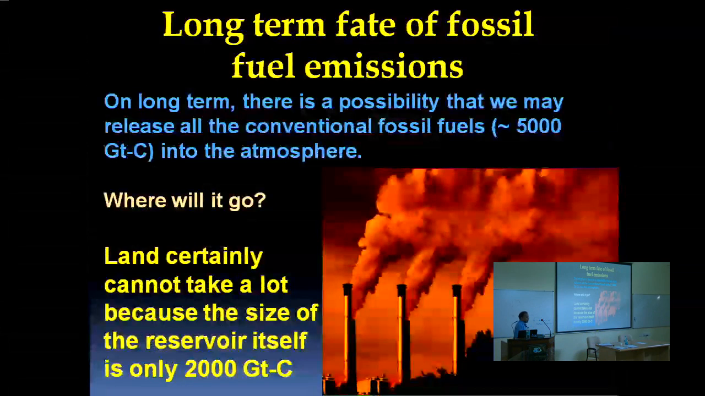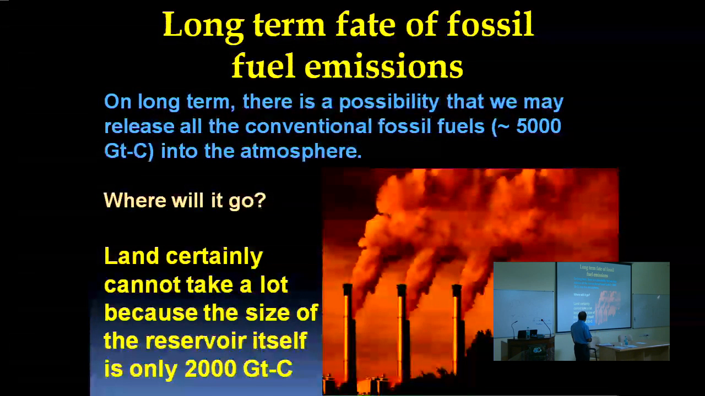Now, the question is very simple. You are putting 5,000 gigaton of carbon into the atmosphere. Where will it go? 5,000 is a big number. So far we have emitted only 500 gigaton, right? If you really put too much carbon dioxide into the atmosphere, which can happen over the long term, maybe not in the next 10 years, but in the next 200, 300 years, if we are doing it the way we are doing right now.